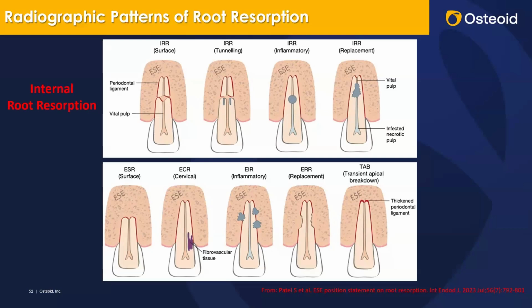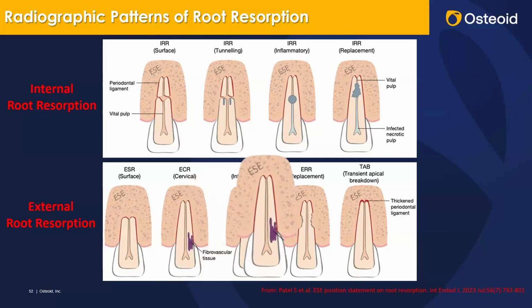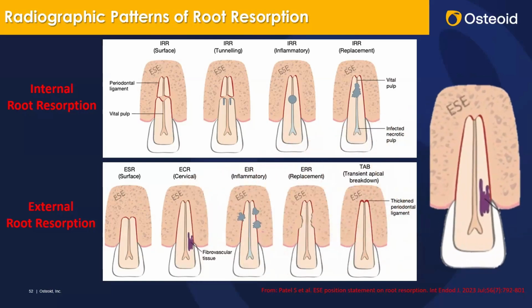figure, classifying and providing examples of internal root resorption, which might be surface or tunneling resorption, inflammatory internal root resorption, or replacement resorption. And from external root resorption, we have surface resorption, which is quite often associated with orthodontics, cervical, external cervical resorption, inflammatory replacement resorption, and transient apical breakdown. So the previous case obviously demonstrated a case of external root resorption.